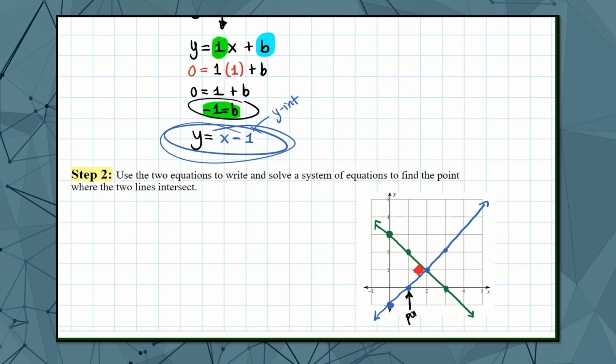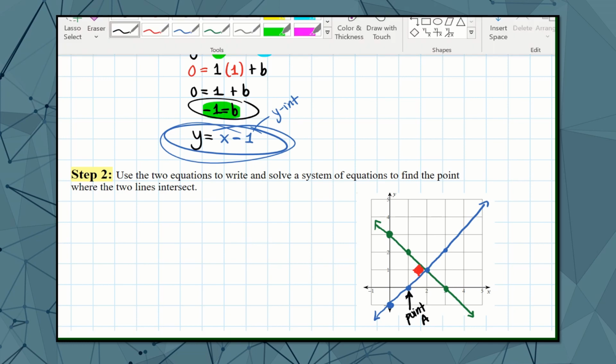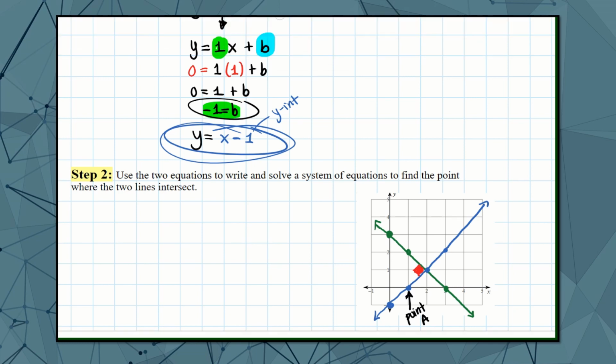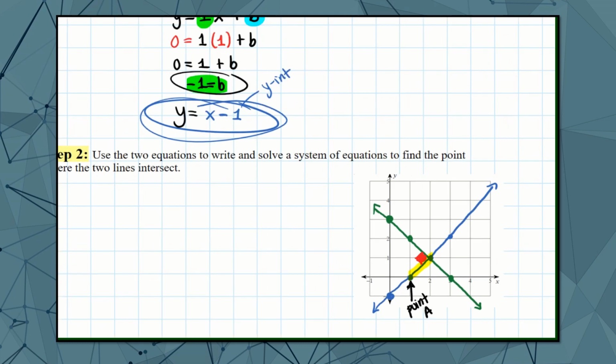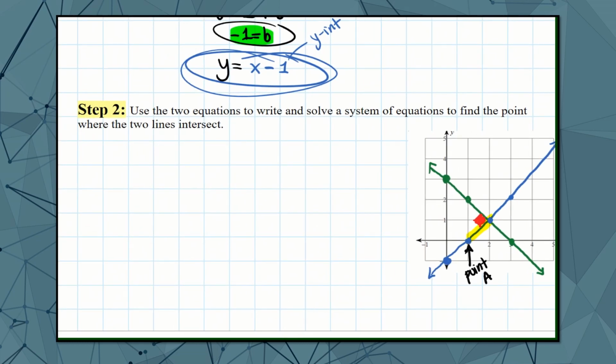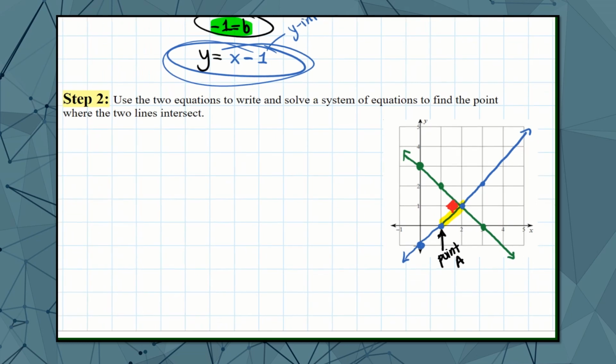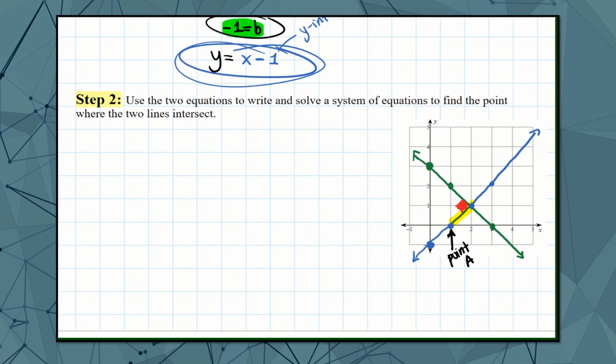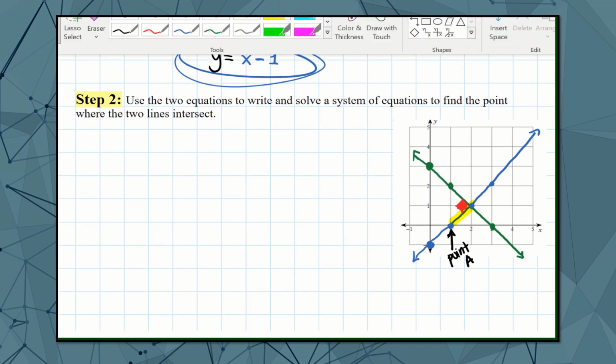So on this graph, we're going to go ahead and label our point. And what I highlighted is that perpendicular segment that I need to find the length of. If I know the length of that perpendicular segment, then I'm going to know the distance from point A to the green line.